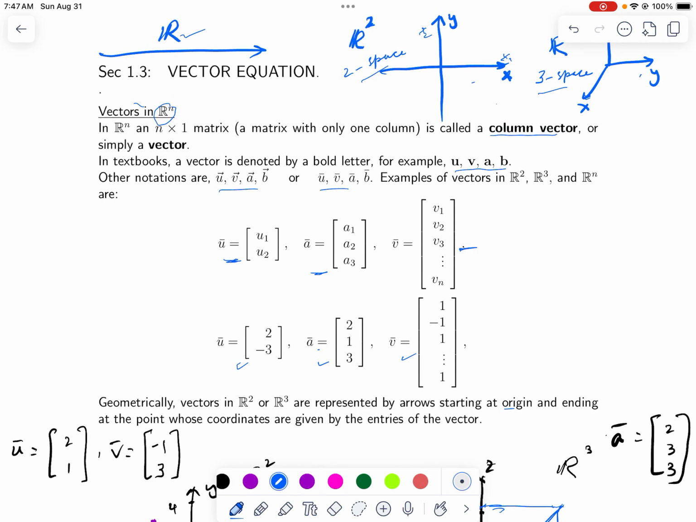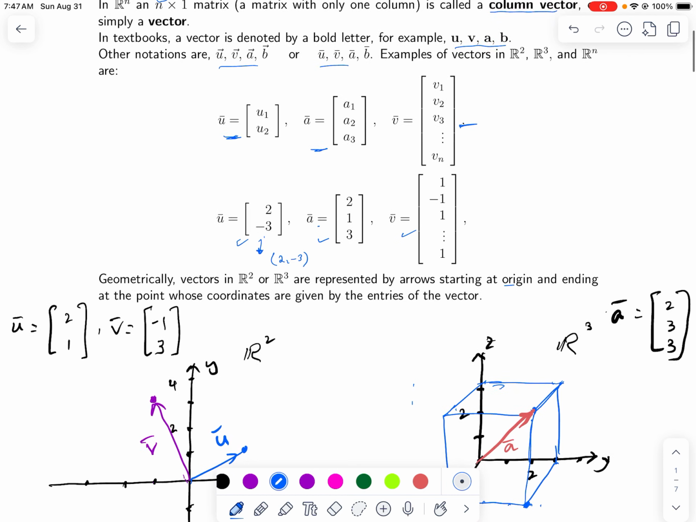Now geometrically, vectors in R2 or R3 are represented by arrows starting at the origin and ending at the point whose coordinates are given by the entries of the vector. So if we want to graphically sketch this vector u, then we will correlate this vector with the point (2, -3). I'm not saying they are equal to each other, but the vector u is correlated with that point. So we will see now how we draw them.